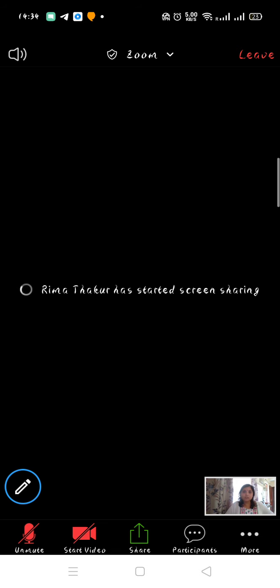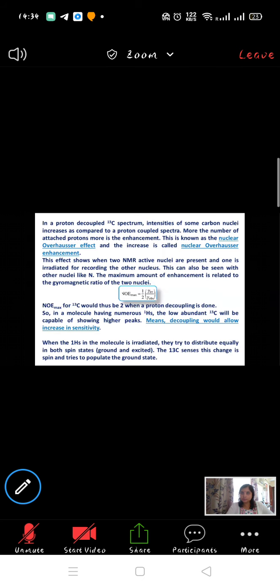the book. What we are trying to do is decouple the proton nuclei from the carbon 13 nuclei. In doing so, the major understanding of decoupling is that the ground state and the excited state are equally populated. So there is no extra nuclei present in the ground state, because of which we can see our resonance.